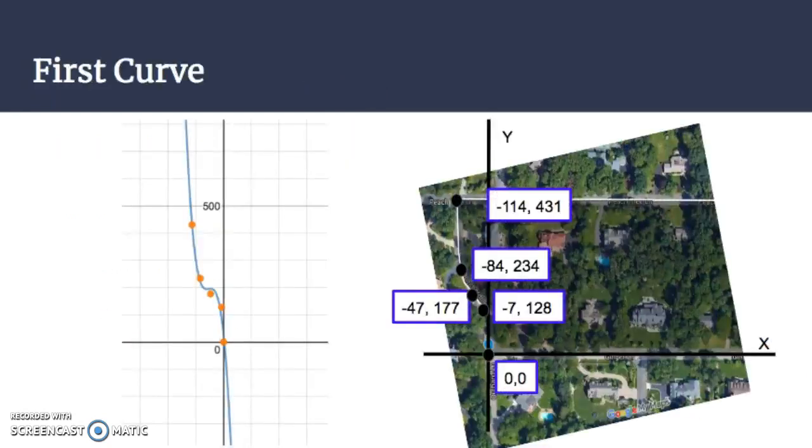The first curve I will be looking at is on Orchard Lane. I set the origin of the graph to be the intersection of Orchard Lane and Ginger Lane. I then found 4 other points along the path and plugged those into Desmos.com. Using regression, I found the cubic function you see on the left.